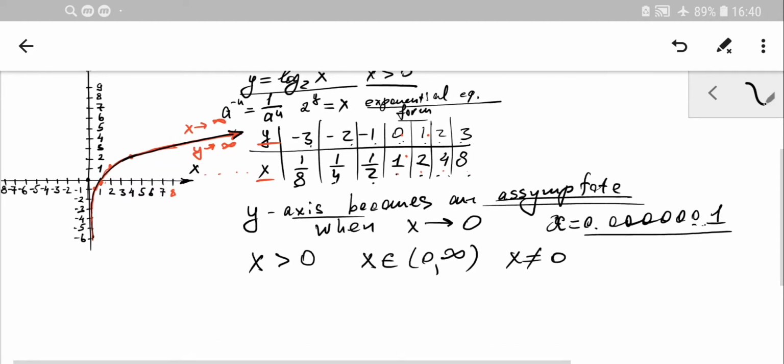Okay, what about the range? I mean the y values, so that's the main question. What about the range?